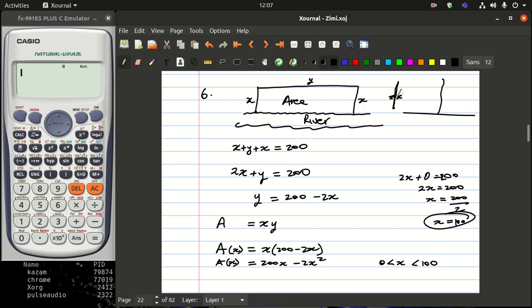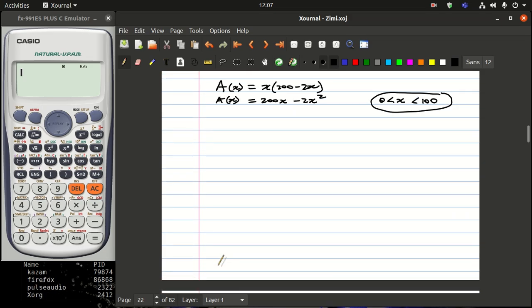If it is equal to 100, we have a straight line going up, so that is actually not a rectangle, that's a straight line. That is why we don't have equality. So that is the domain, or the restriction, of this area function that we are having.